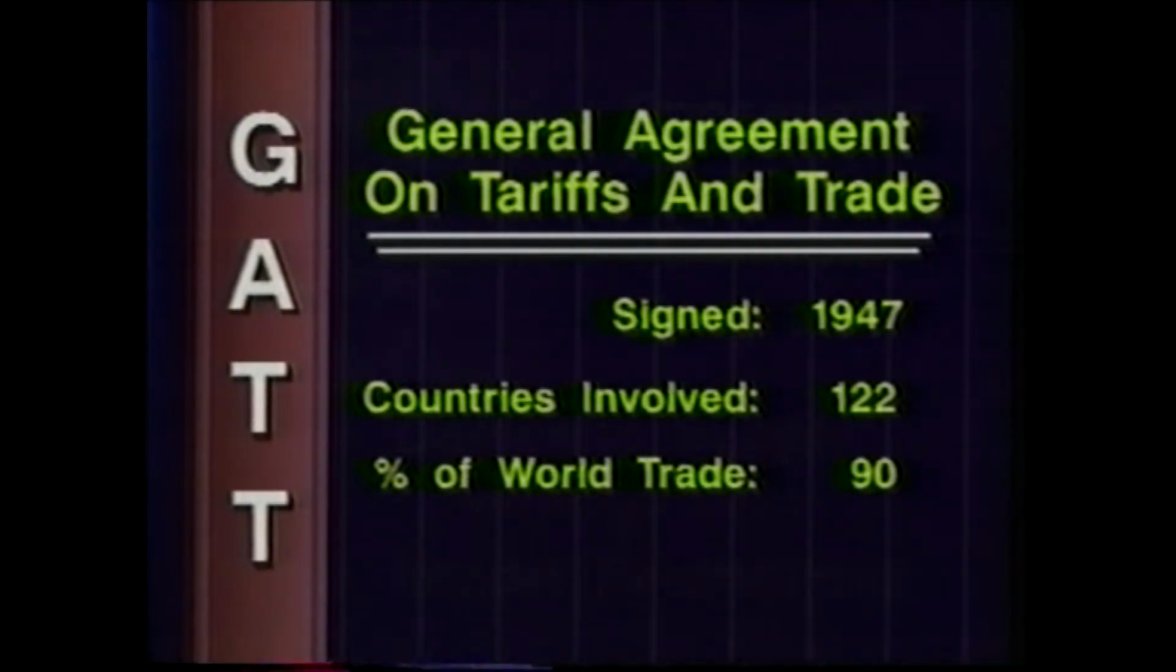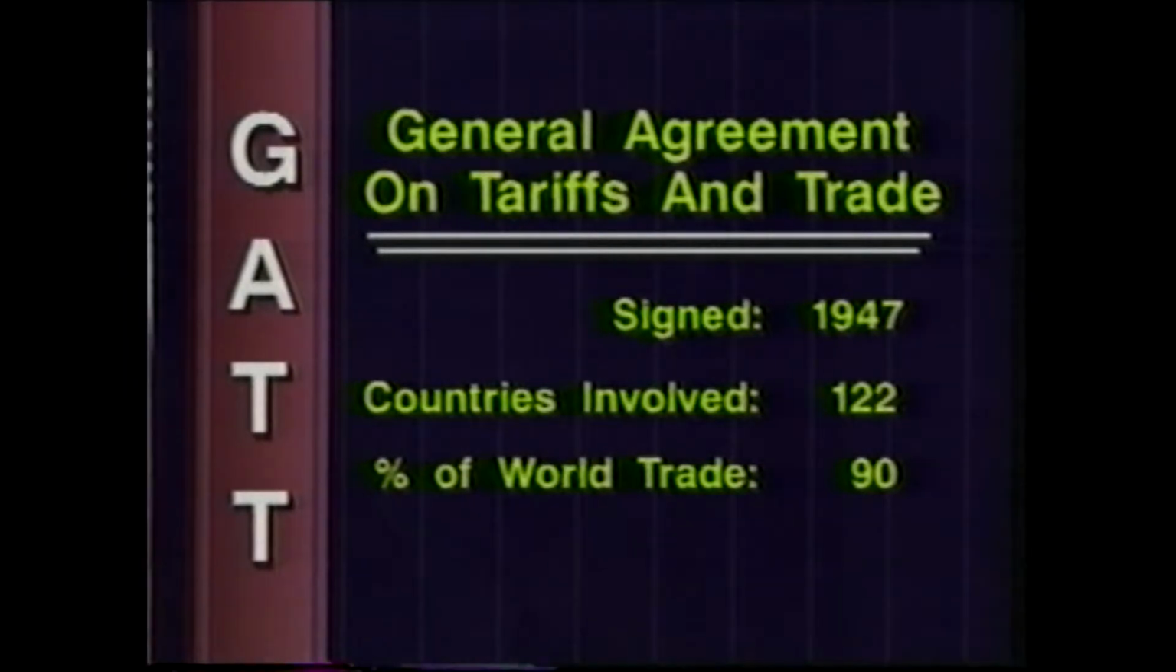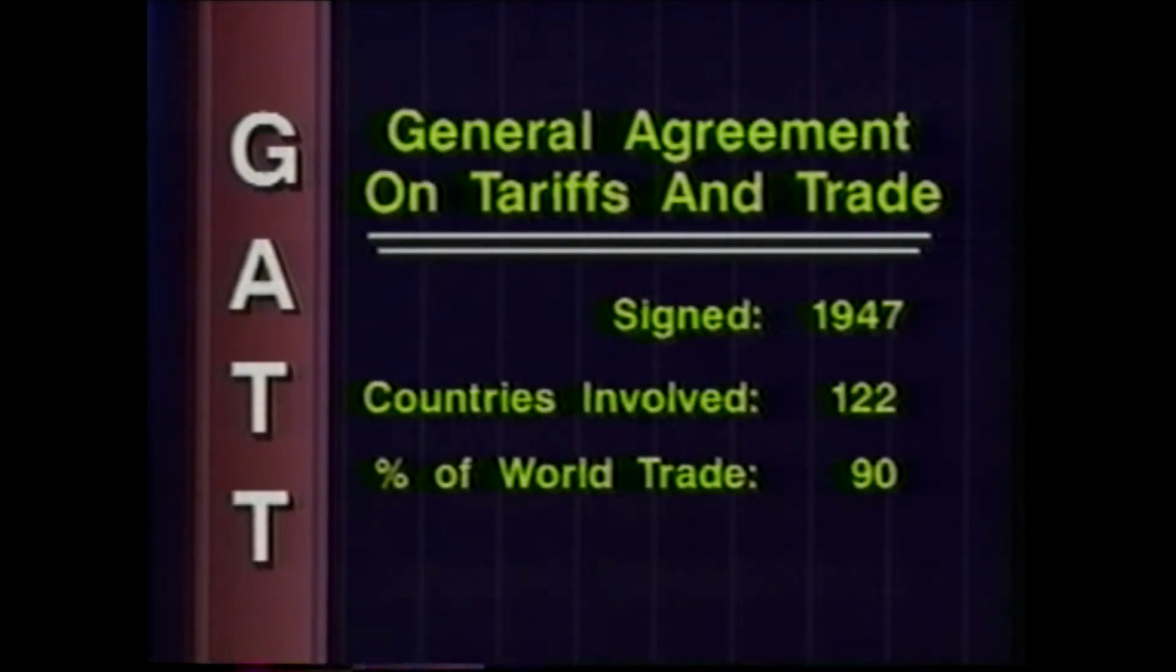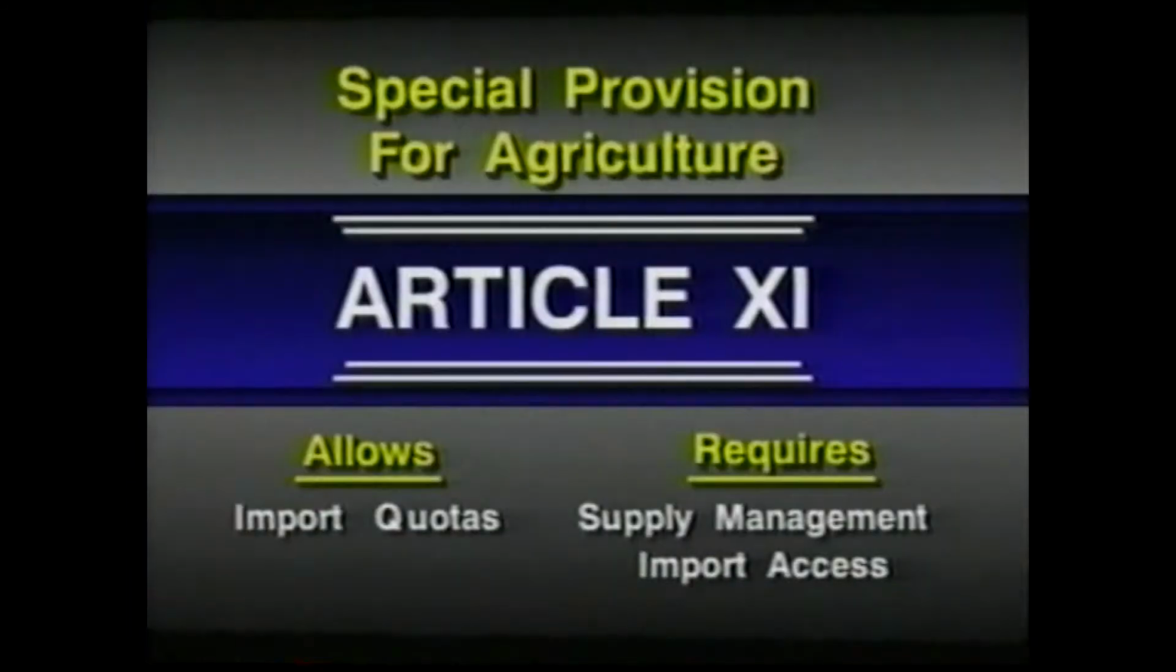After World War II, the United States worked with other nations to create the world's first multi-country trade agreement, the General Agreement on Tariffs and Trade. Although the original GATT treaty was primarily concerned with regulating trade in manufactured goods, it did include special provisions for agriculture. The most important agriculture provision was Article 11 of the GATT treaty, which permitted the United States and other countries to continue to use import controls to protect family farms.